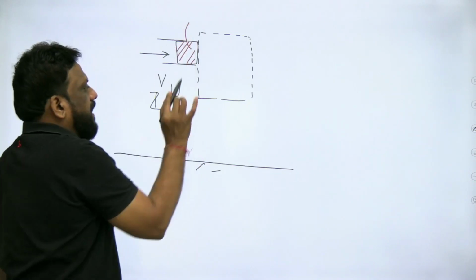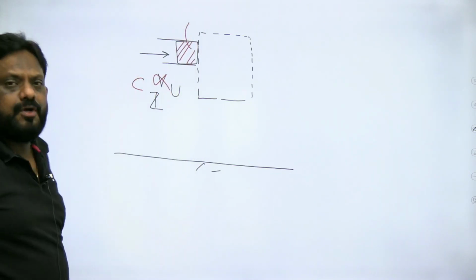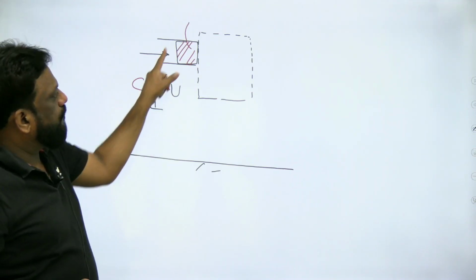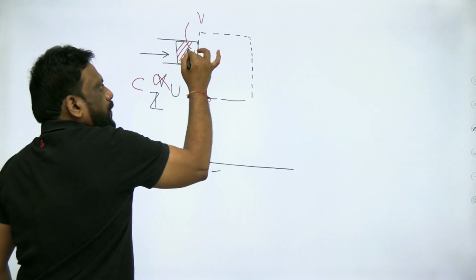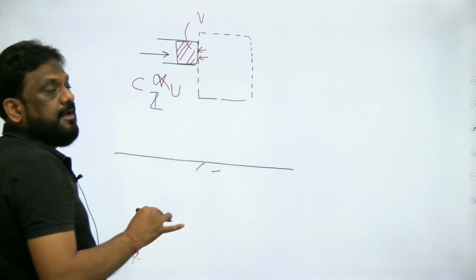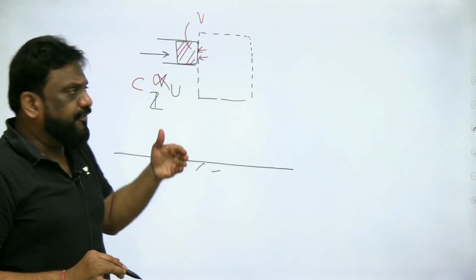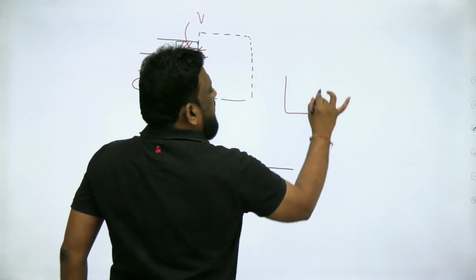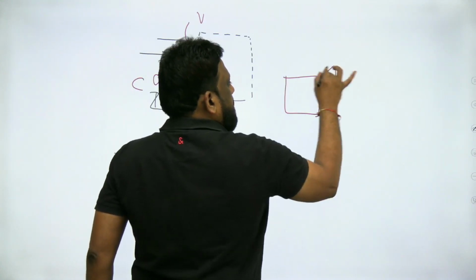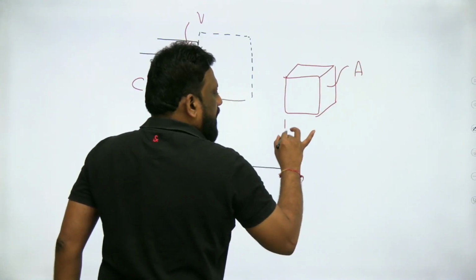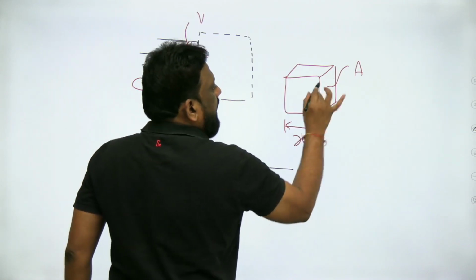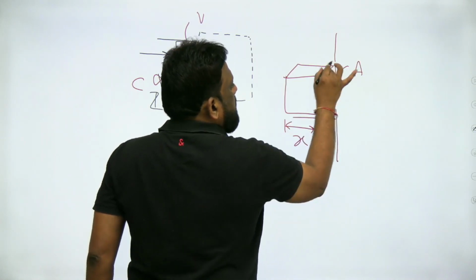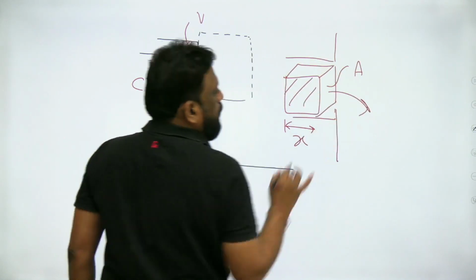Don't get confused. Velocity, let me represent with C, because volume starts with V, velocity starts with V. So velocity with C, volume as V. Let V be the volume of the fluid, and there is a resisting pressure. Now it has to move. Let us assume the fluid element is like this. Its area is A, and let its length be x, and it is about to enter the control volume.